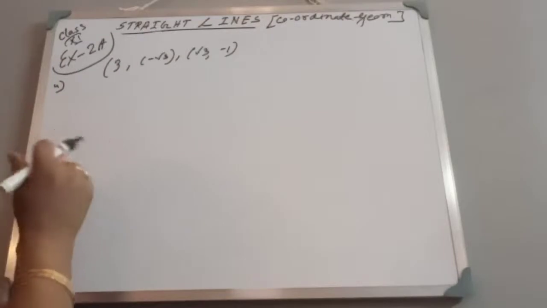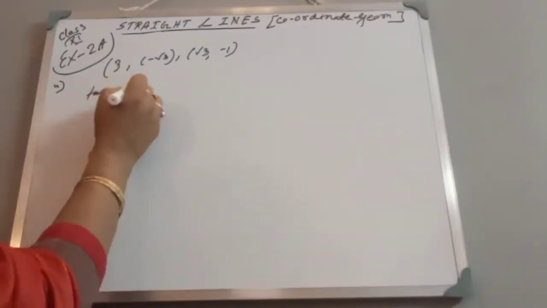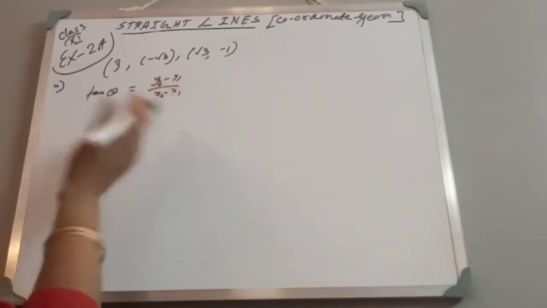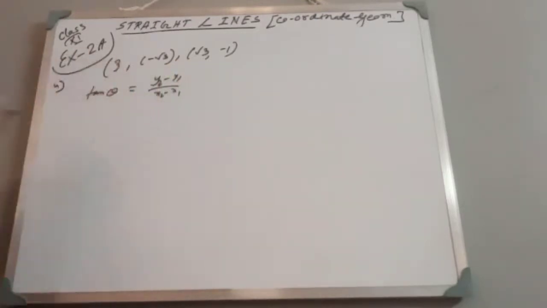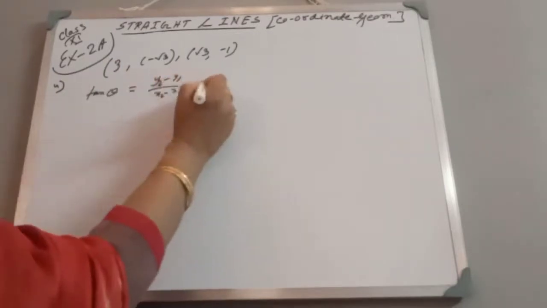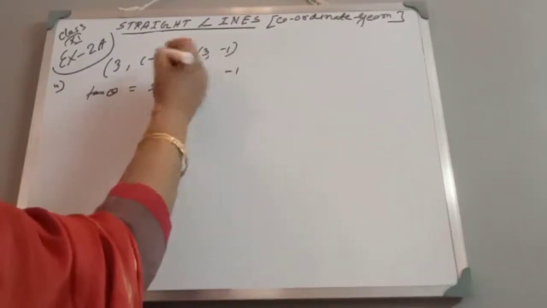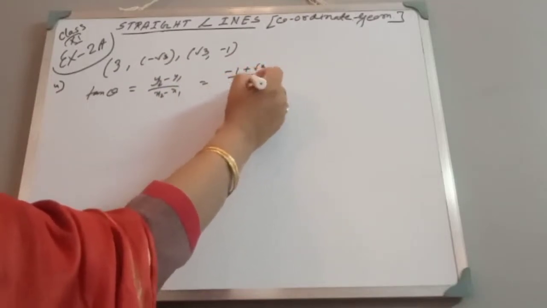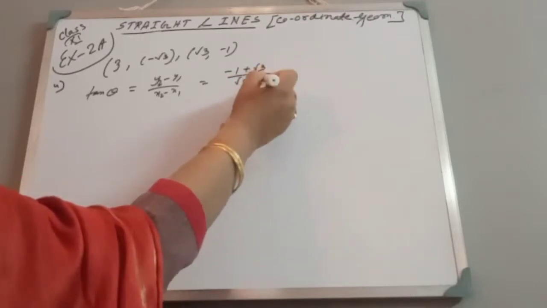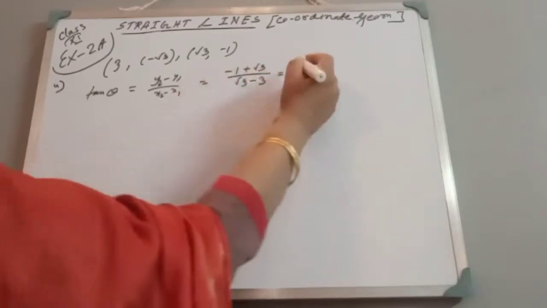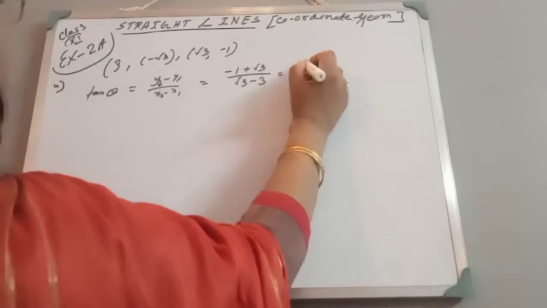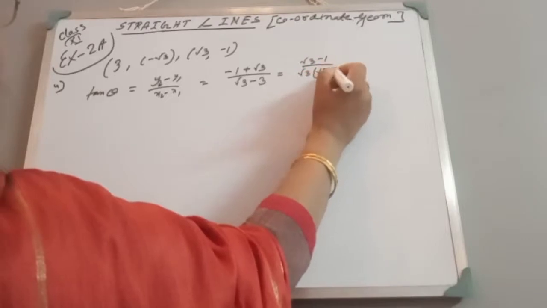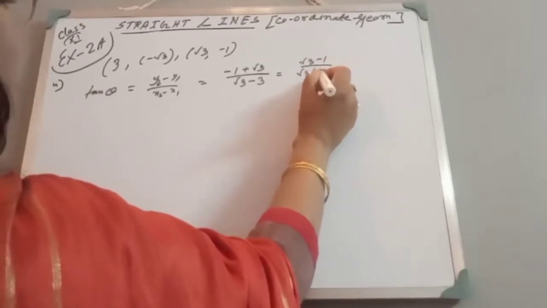Inclination, what is the formula? Inclination formula, that is tan theta equals y2 minus y1 by x2 minus x1, or y1 minus y2 by x1 minus x2. So here y2 is minus 1, y2 minus y1, so it is coming plus root 3, by x2 minus x1, so root 3 minus 3. We can take common root 3 from the denominator, then here it is coming root 3 minus 1, and here root 3 taken common, so it is coming root 3 minus 1.